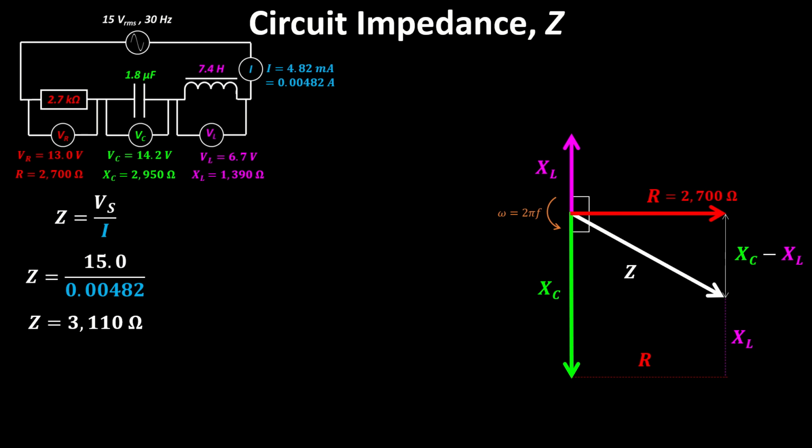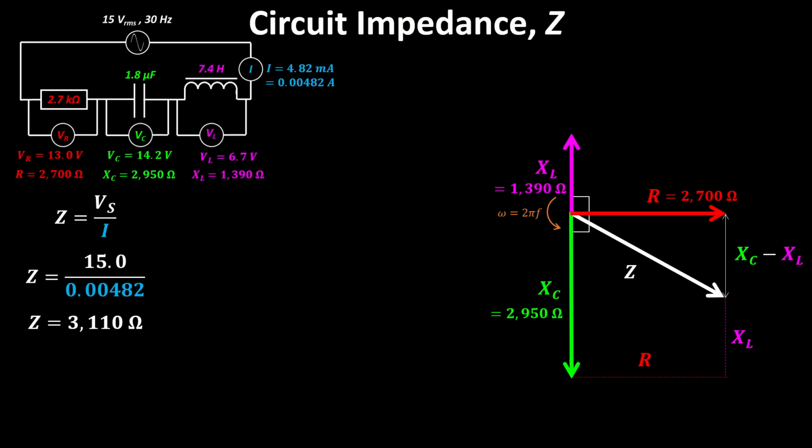So if I just put in the values that we know: the resistor was 2,700 ohms, the inductor reactance was 1,390 ohms, and the capacitor reactance was 2,950. Again, if you want to know how we got those, the previous video on reactance has those calculations in it. If we want to find the impedance of the circuit, Z, we just use Pythagoras, okay?